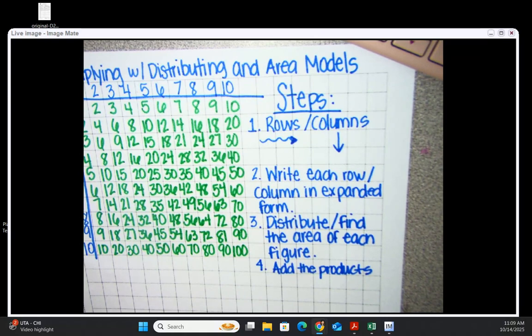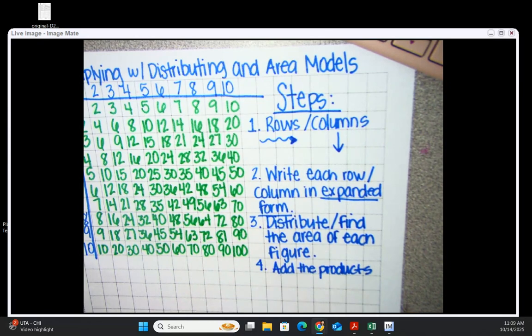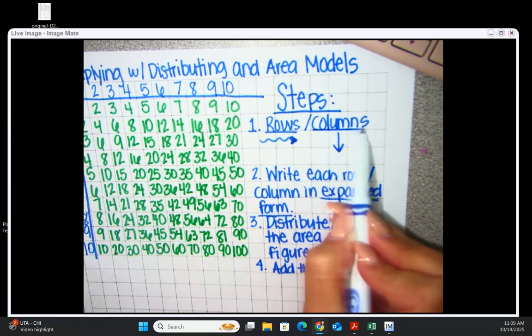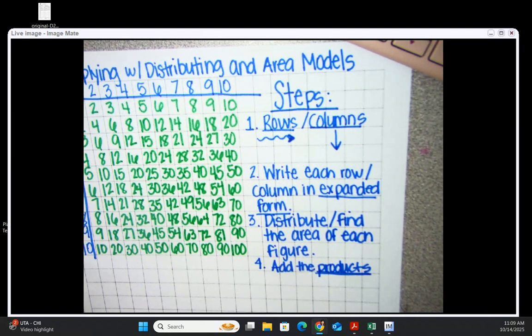We need to know rows and columns. Rows go sideways, columns go up and down. We need to know expanded form. Expanded form is when I show the value of each digit. We need to know products. Product is the answer when you multiply.